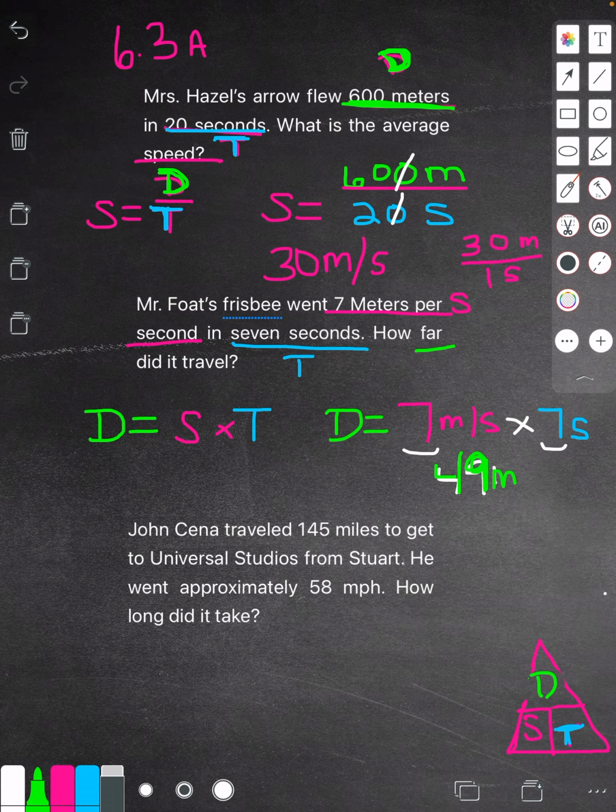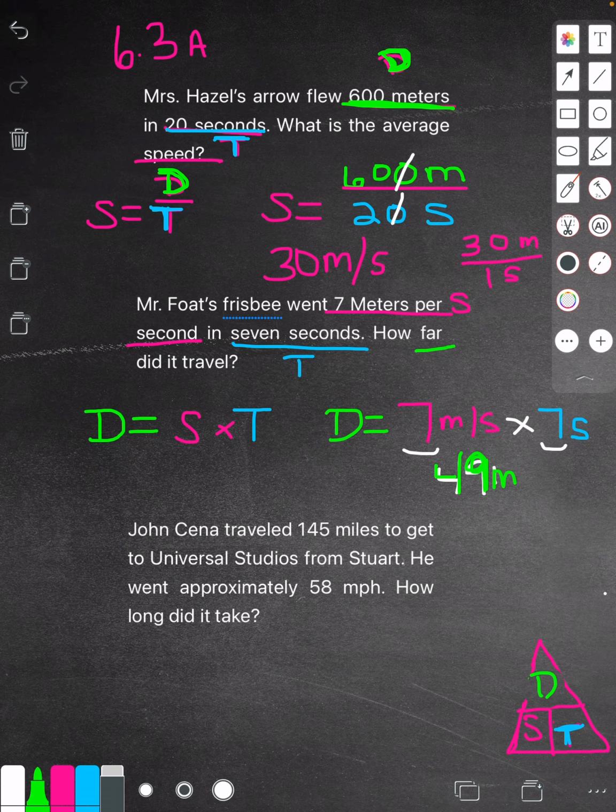All right, next one. Let's look at this one. It says John Cena traveled 145 miles to get to Universal Studios from Stewart. He went approximately 58 miles per hour. How long did it take? All right, so how long did it take?